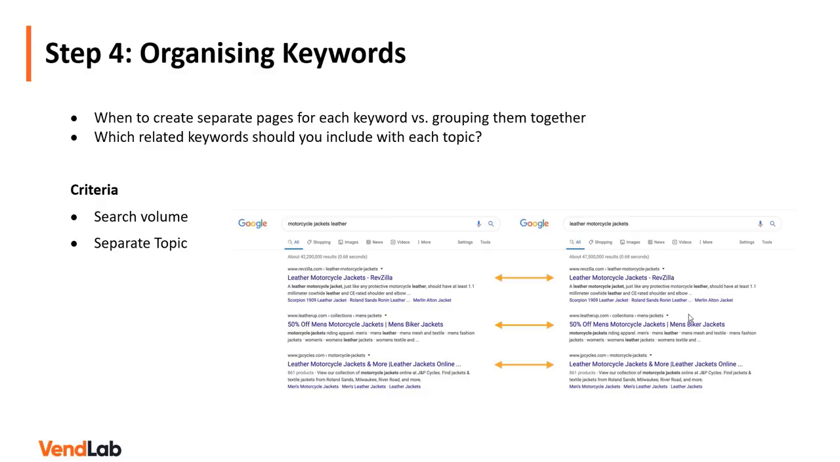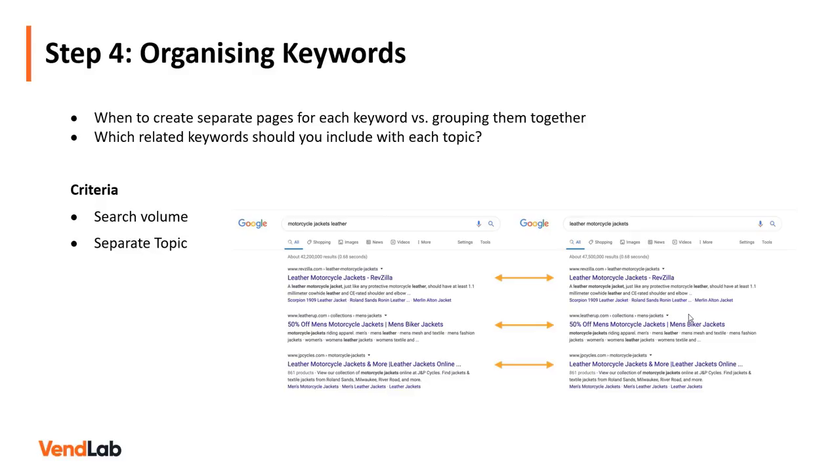When you're creating website content, you are typically faced with two keyword challenges: when to create separate pages for each keyword versus grouping them together, and which related keywords you should include in each topic. Here are a few criteria to consider when grouping keywords together. Firstly, look at the search volume. Take a look at the search volume data for your keywords. If the search volume is low, creating a separate page will not be worth it.